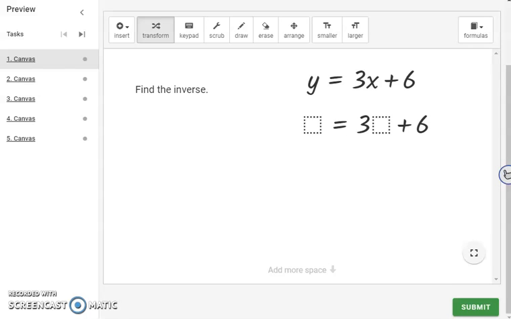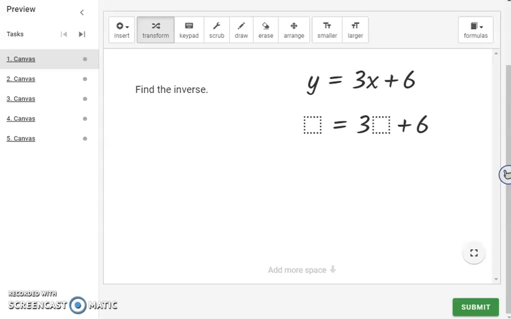So anybody remember what inverse is? Inverse, back in chapter 4. All right, so inverse literally means the idea of taking two things and switching them.